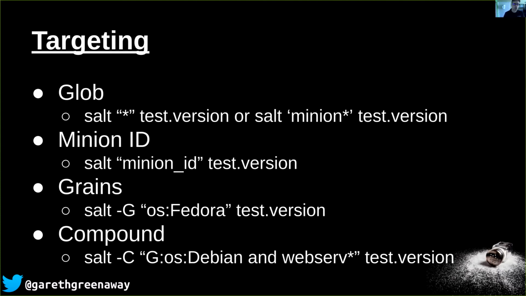We can also target based on grains. As we briefly talked about, grains are system information such as OS version. In this example, we're targeting any minion whose OS grain matches Fedora, and we're running test.version. And finally, we can combine this targeting using what's called compound targeting. In this example, we're targeting any minion whose OS grain is Debian and whose minion ID begins with the text web serve.